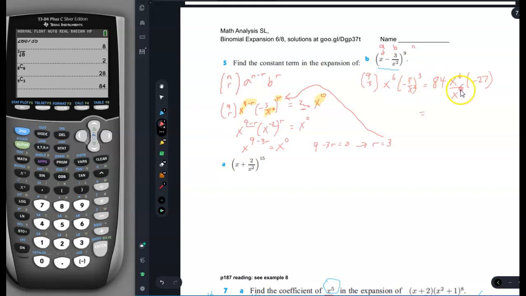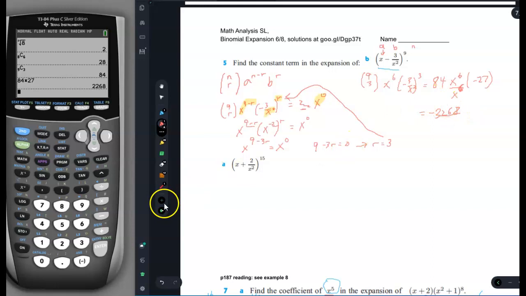Do you notice I panicked because the bottom needs to cancel out with the top in order to be a constant term? I was like, why doesn't it cancel out? Because I copied it wrong. B is equal to negative 3 over X squared. I need to put the X squared there. So now the X to the 6 cancels out, and I'm left with just 84 times negative 27, which is negative 2268. So my constant term is negative 2268. And I'm done.